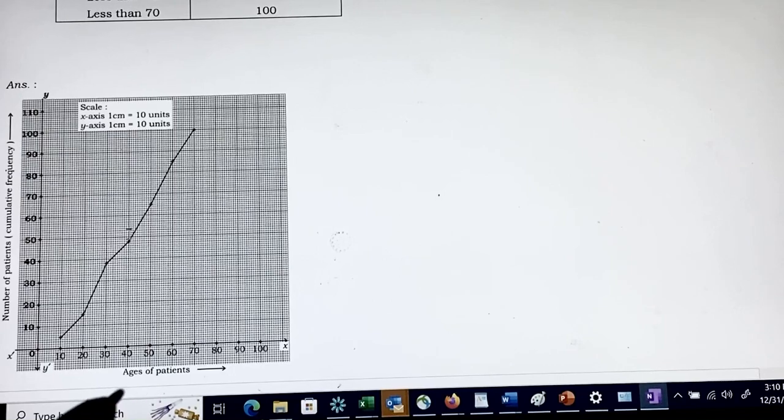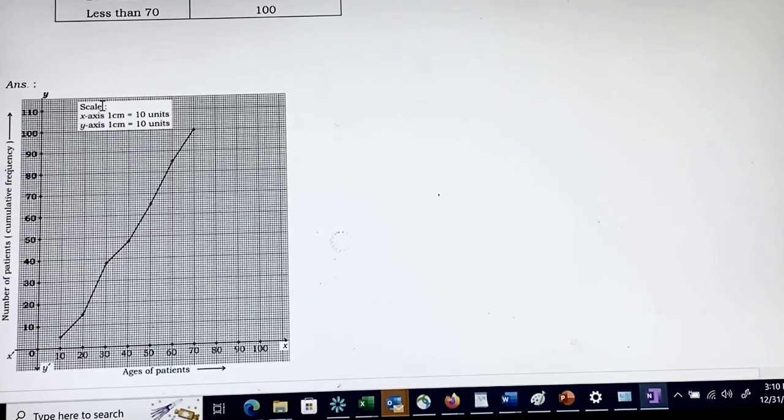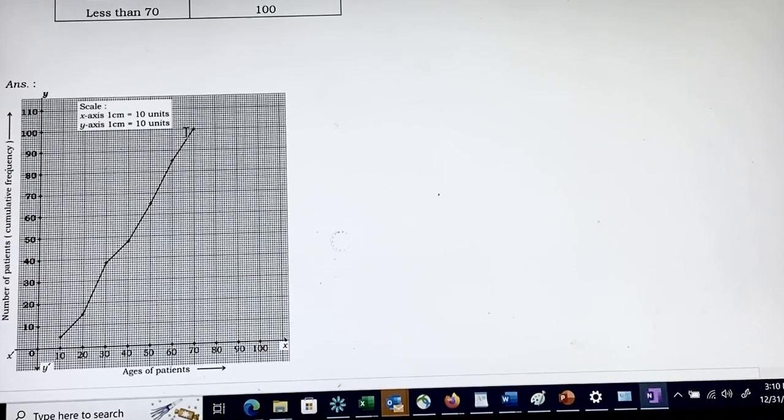Then you have to join the dots. So make sure you are writing the scale. Okay, so this writing scale itself carries marks. So scale is x-axis 1 centimeter is 10 units, y-axis 1 centimeter is 10 units. Okay, this is for 3 marks.